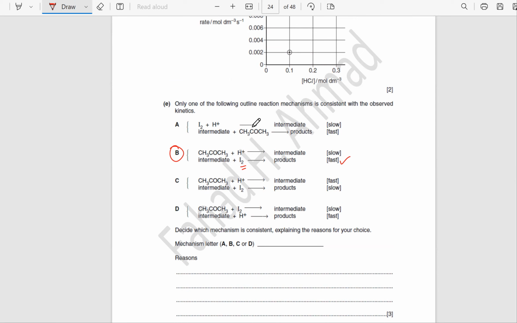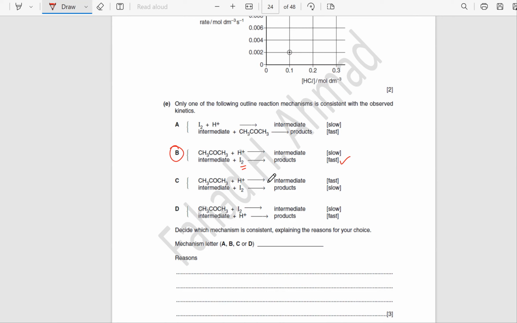Because in this option, what orders would come? I said that the rate depends on the slow step, right? So the rate depends on this step. That means the rate depends on iodine and H+, while our equation tells us that it does not depend on iodine. Okay, so this will be wrong.